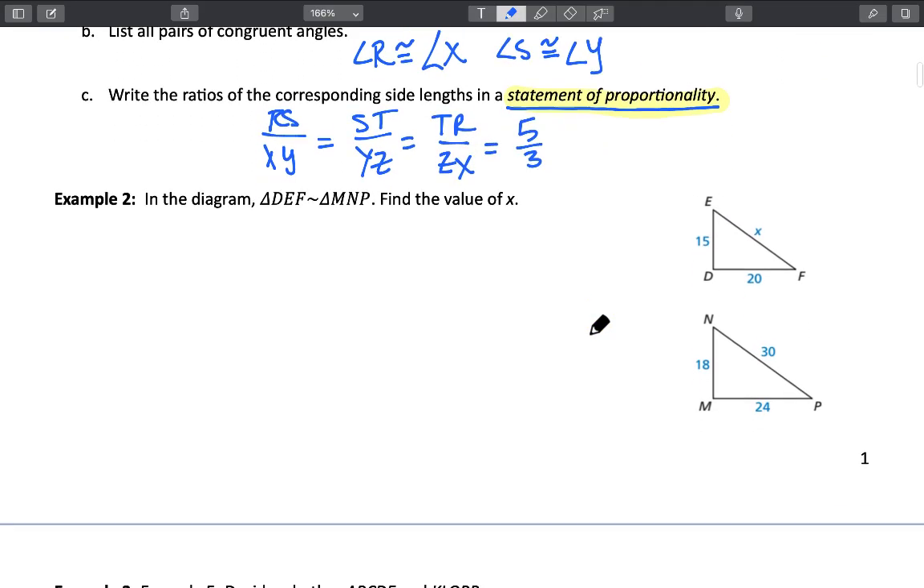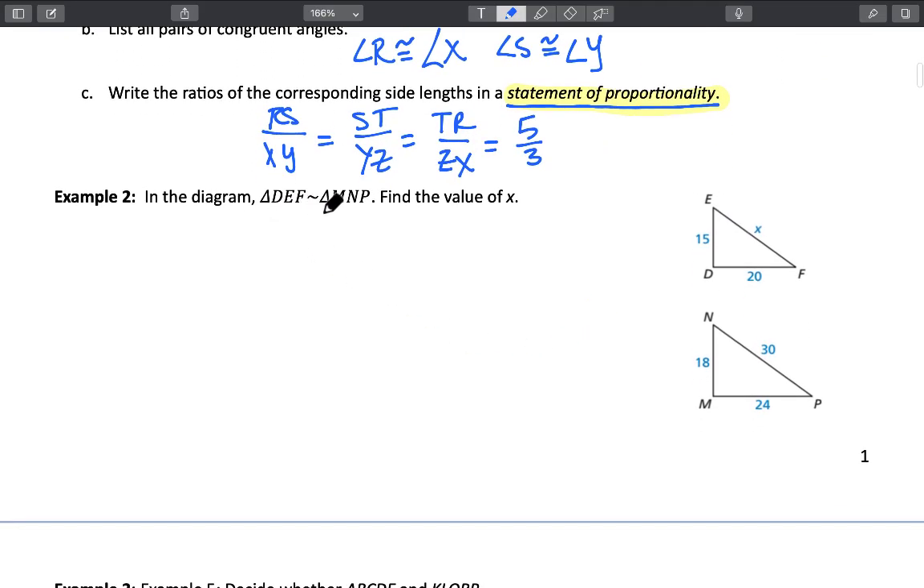In example 2, now we're given the diagram of triangle DEF. It's similar to MNP. So DEF is similar to MNP. We want to find the value of x. So sometimes we'll be given two similar figures with a missing measurement. And what we're going to do here is set up a proportion, two ratios that should be equal to each other, and we can find that missing piece.